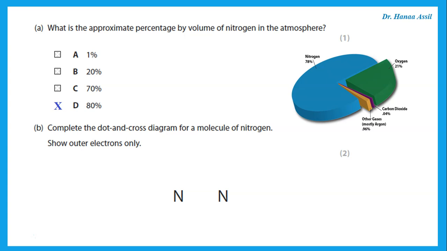Complete the dot and cross for a molecule of nitrogen. Remember, each nitrogen is in group 5, has 5 electrons in its outer shell. So each nitrogen needs 3 more, and that means they're going to share 3 pairs of electrons, but each of them still has the rest of the 5 that it started with.